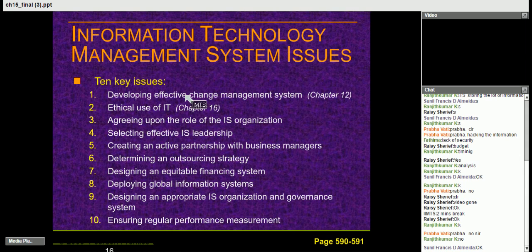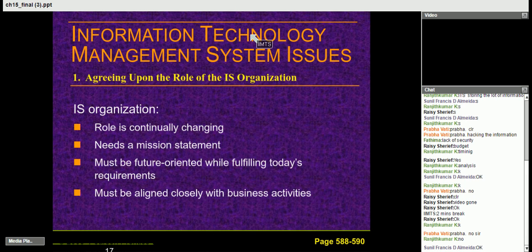Then, what are some of the key issues related to the IT management system? Developing effective change management system, ethical use of IT, agreeing upon the roles of the IS organization, selecting effective IS leadership, creating active partnerships with business managers, determining an outsourcing strategy, designing an equitable financing system, deploying global information systems, designing an appropriate IS organization and governance system, ensuring regular performance management.